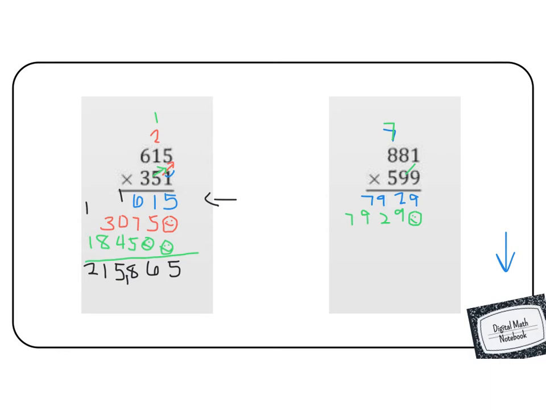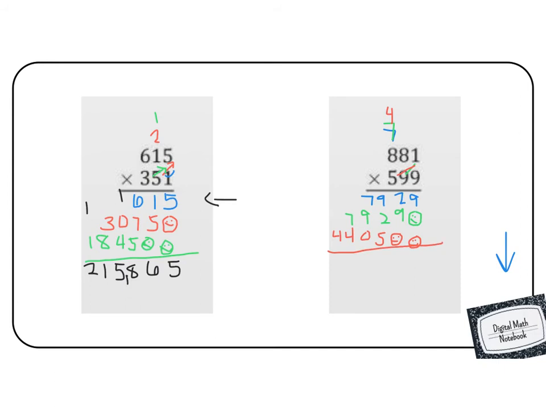Time for our last row. Remember that the 5 is in the hundreds place, so it gets 2 magic zeros because there's 2 zeros in 100. And then we multiply everything by the 5, starting to the right. 5 times 1 is 5. 5 times 8 is 40, so I'm going to carry a 4 this time. 5 times 8 is 40 again, but we had this 4, so that's 44.